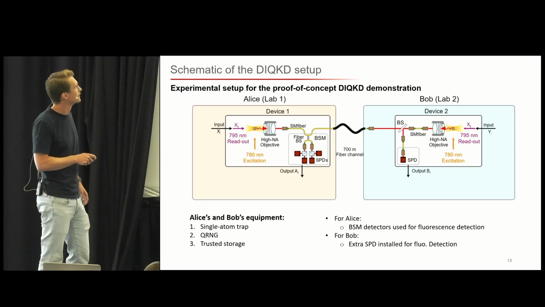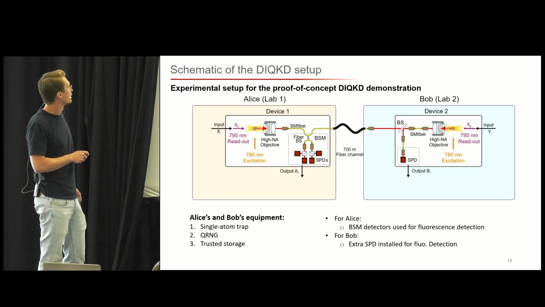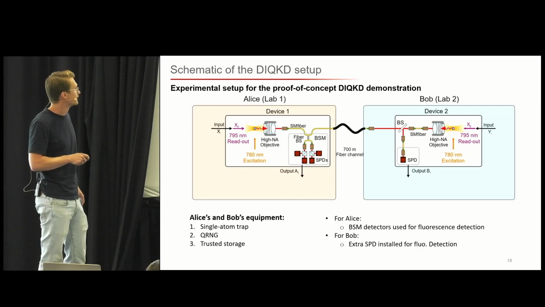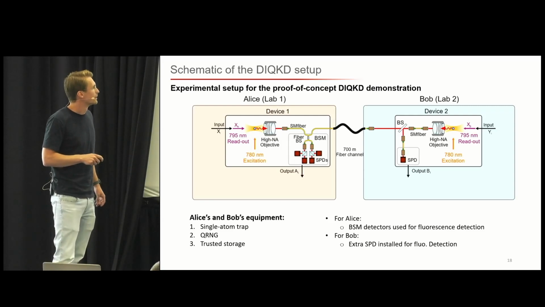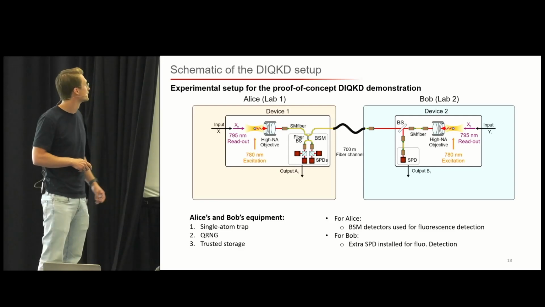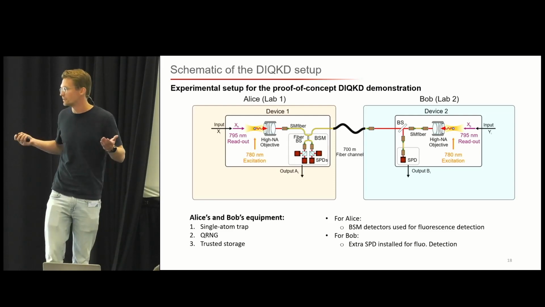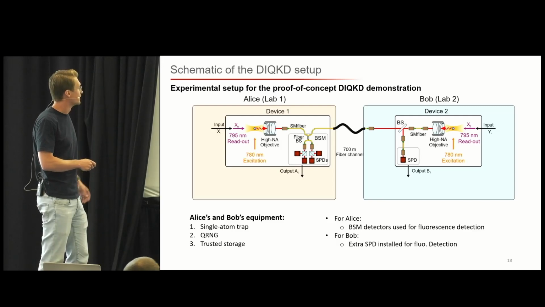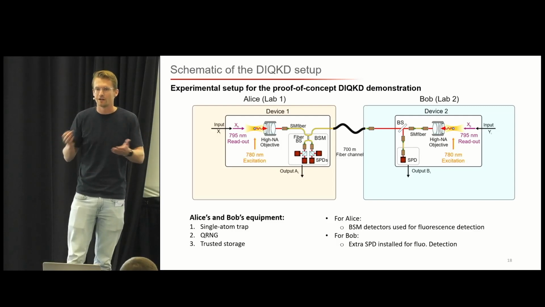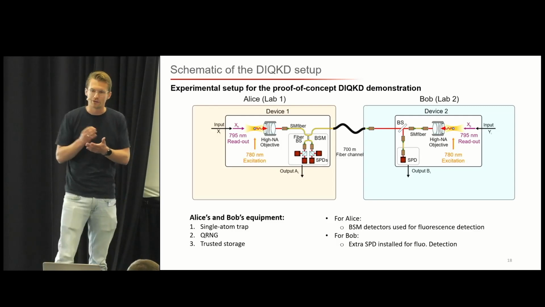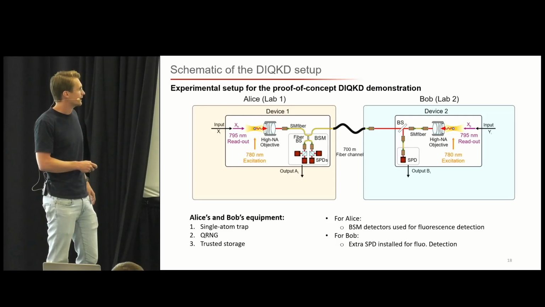Alice is in lab 1, Bob is in lab 2. They both have a device. Alice's device is a single atom trap together with the Bell state measurement setup. Bob's device is a single atom trap, a beam splitter, and a single photon detector here. Both devices can get an input. This input sets the polarization of the readout pulse, and they give an output. And the output is the number of fluorescence counts. If it's above or below a certain threshold, then this gives a binary output.